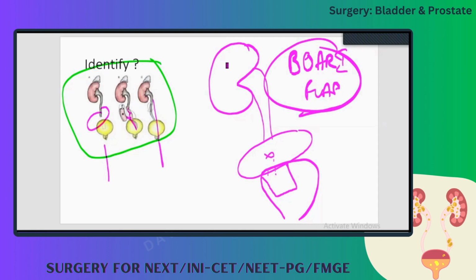So just easy. There is a ureteric defect. To close the ureteric defect, a bladder flap is raised. That's all. Clear? Yes, sir.